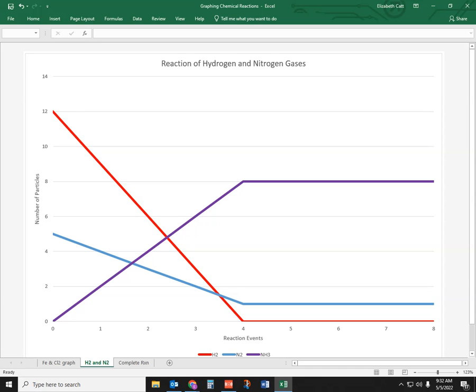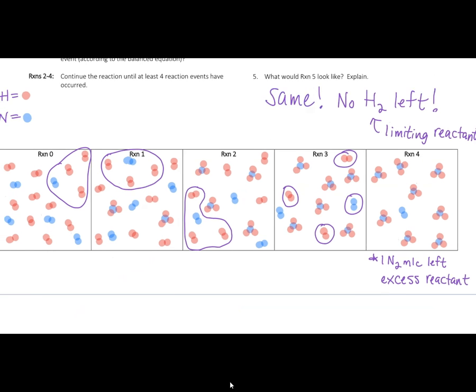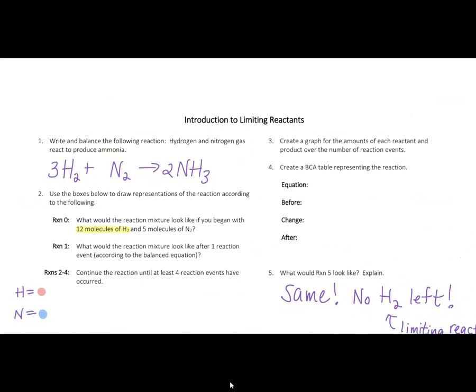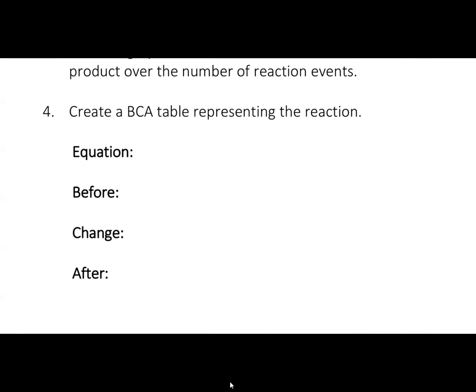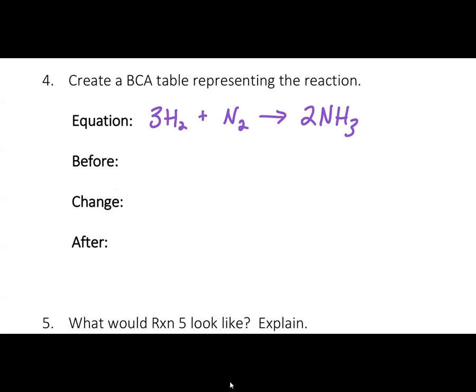Okay. So if we look at the BCA table question, remember we're going to just make this really simple in our BCA table to start out with our equation. Let me get nice and zoomed in here. 3H2 plus N2 yields 2NH3. And then this is just particles to start out with, right? We had 12 particles and 5 particles with 0 particles of our ammonia to start out with.